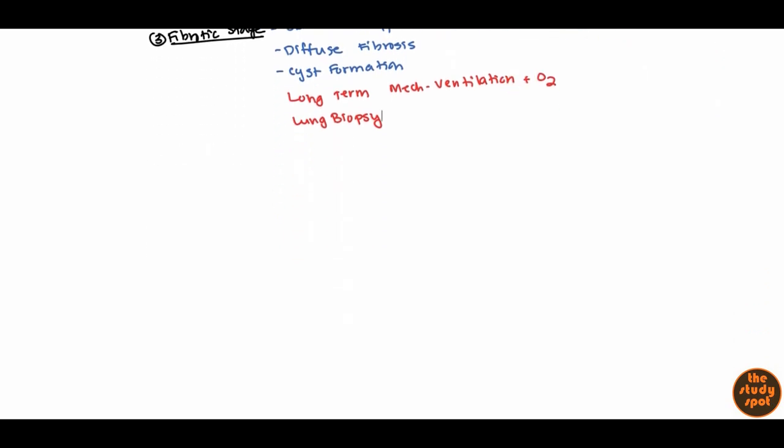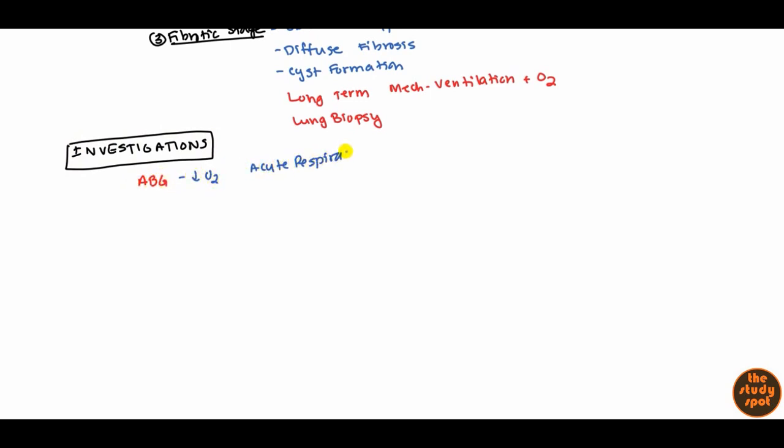Now, what investigations would you do? There's a few investigations. The first investigation that you want to do is the ABG. And the ABG, the arterial blood gases, will show low oxygen, and it will show acute respiratory alkalosis. Also, if you compare the arterial oxygen and the alveolar oxygen, there will be a higher A-a gradient. So the difference between the oxygen in the arterial blood and the alveoli is going to be greater. And again, that's just because you have a diffusion issue.